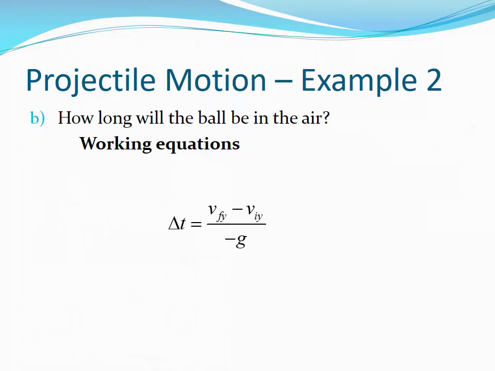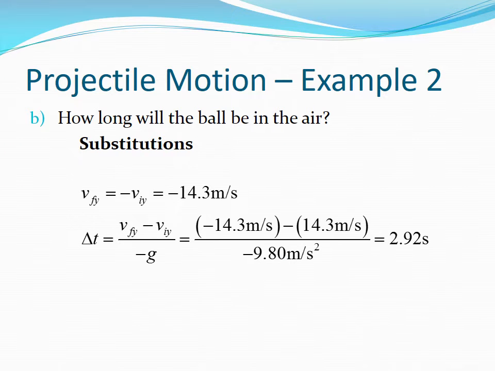To find how long the ball will be in the air, we will use the working equation. Delta t is v final in the y direction minus v initial in the y direction, divided by minus g. The initial velocity is 14.3 meters per second upwards, so it must be positive. Our final velocity, ignoring air friction, must be the same but traveling downwards, or negative.